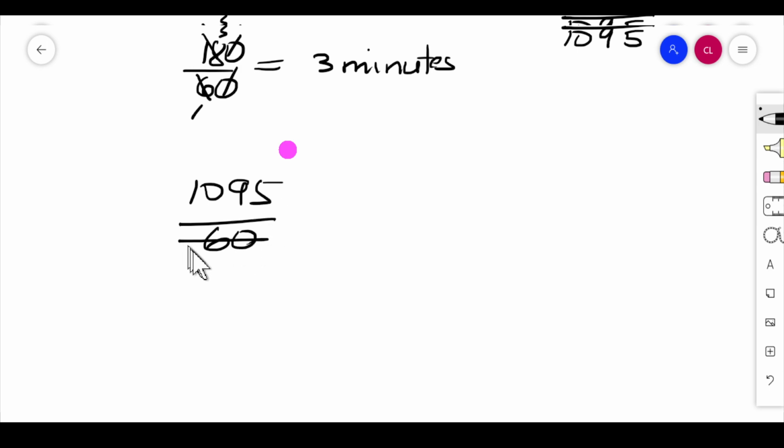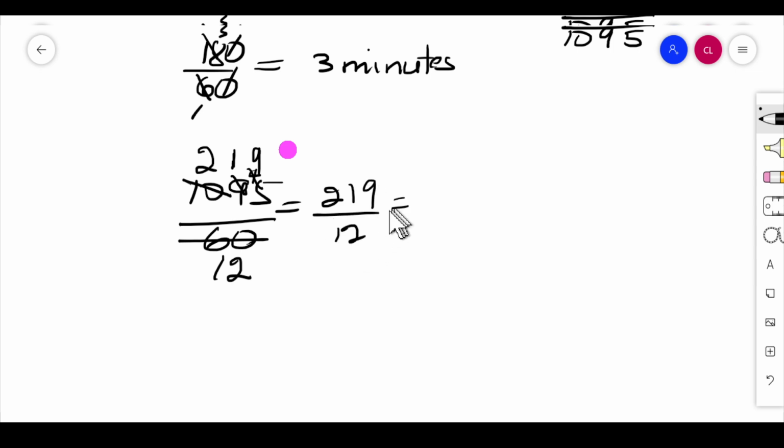So 5 could go into 60 12 whole times. 5 could go into my 10 2 times here. 5 into the 9 would go 1 time, remainder 4. And 5 into 45 would go 9 times. So let me tell you what we have now. We have 219 over 12. All right, now 12 into 21 could go 1 time. Yes, goes 1 whole time.